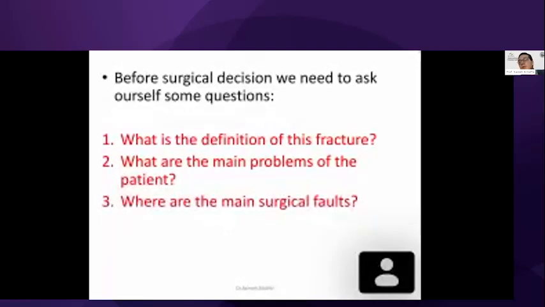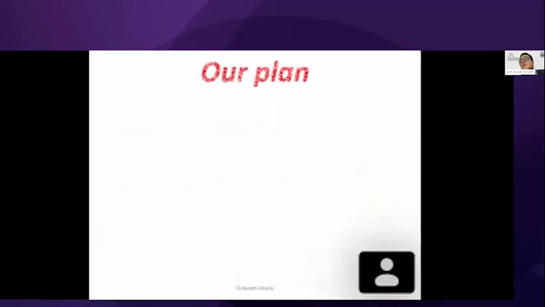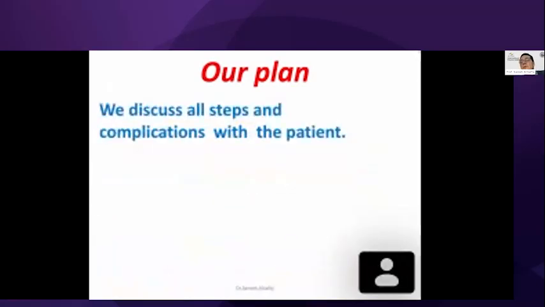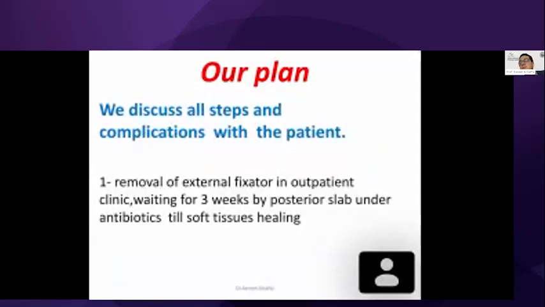Where is the main surgical fault? From my mind, I suppose that the surgical fault here is the hurry. Why were they quick to do everything, every implant here, from plating to Ilizarov to nail to LRS? I don't know. What is the plan for management? This is our plan. How many operative stages will you do? What about expected complications? So in our plan, we discussed all steps and complications with the patient. First, removal of the external fixator in the outpatient clinic, waiting for 3 weeks in a posterior slab under antibiotic till soft tissue healing.